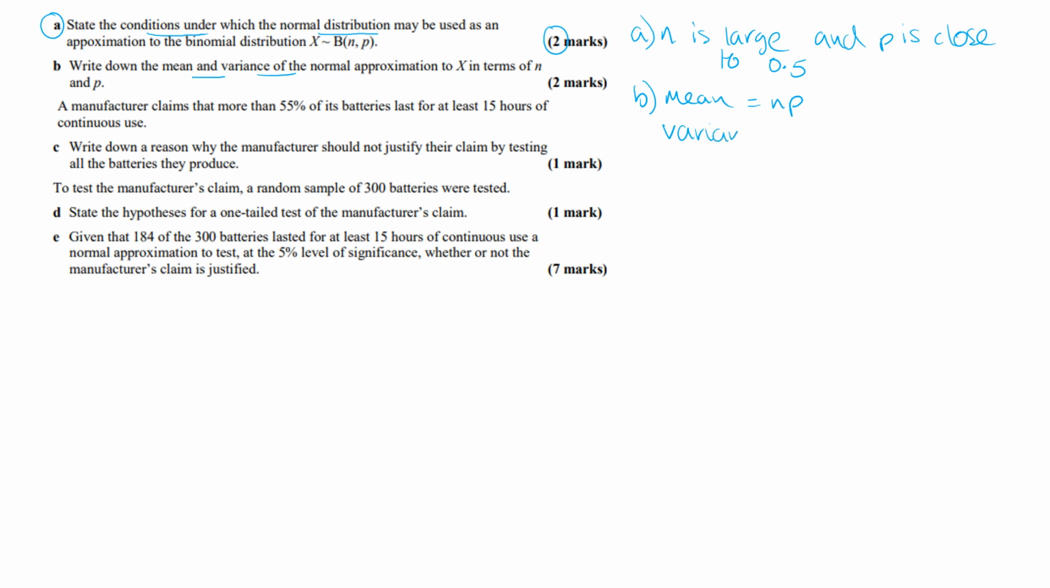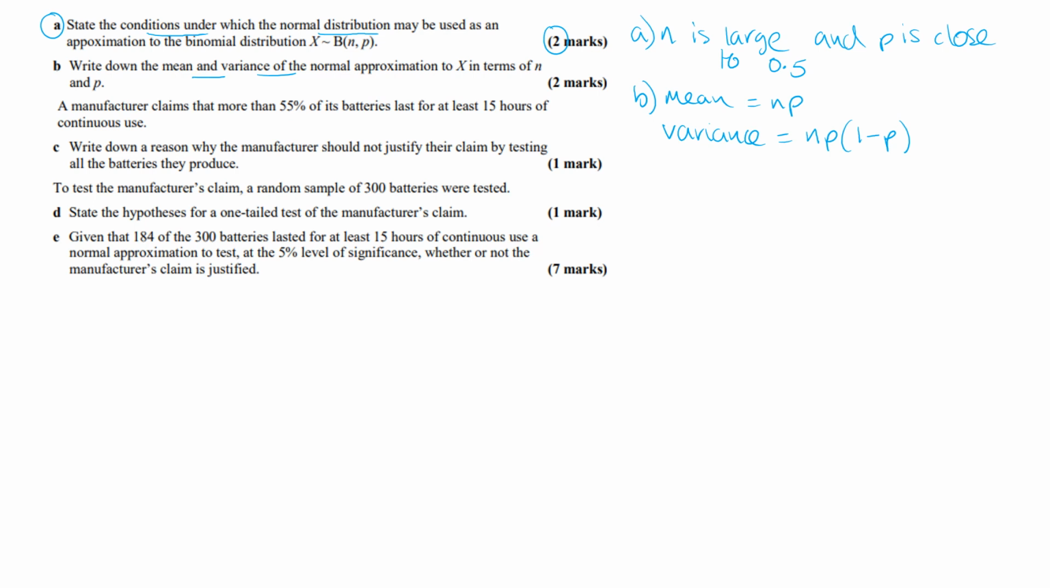The variance, which is going to be this measure of spread, is going to be NP(1 - P). So if P is the probability of success, 1 minus P is the complement of that, and that's going to be the probability of failure.